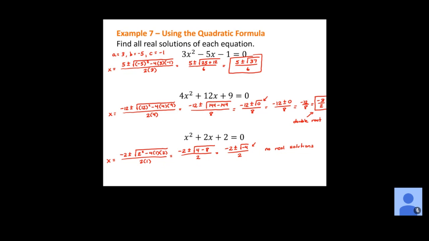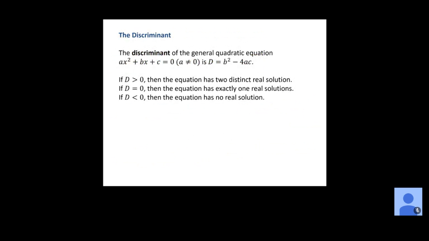So we've looked at 3 types here. One where we just get a positive value under the square root. That was the first one we did. One where we get 0 under the square root. That's going to give us that double root. And then we could also get a negative under the square root, and in that case, we would just say there are no real solutions.